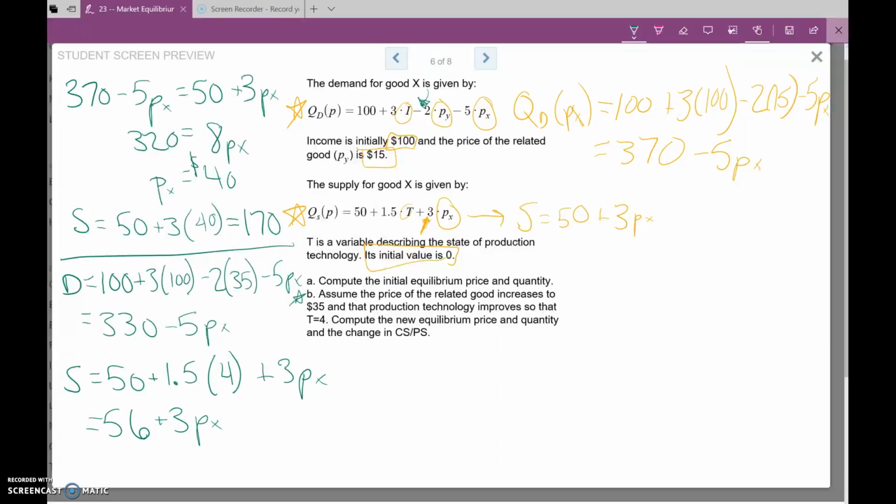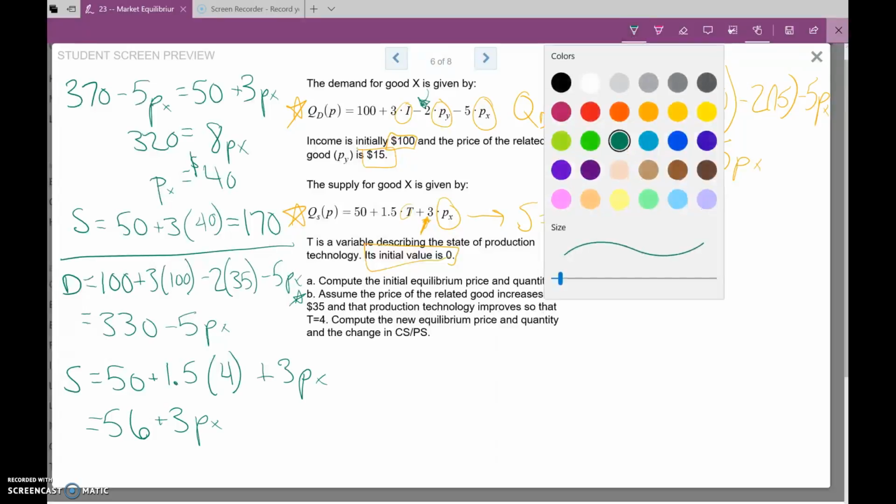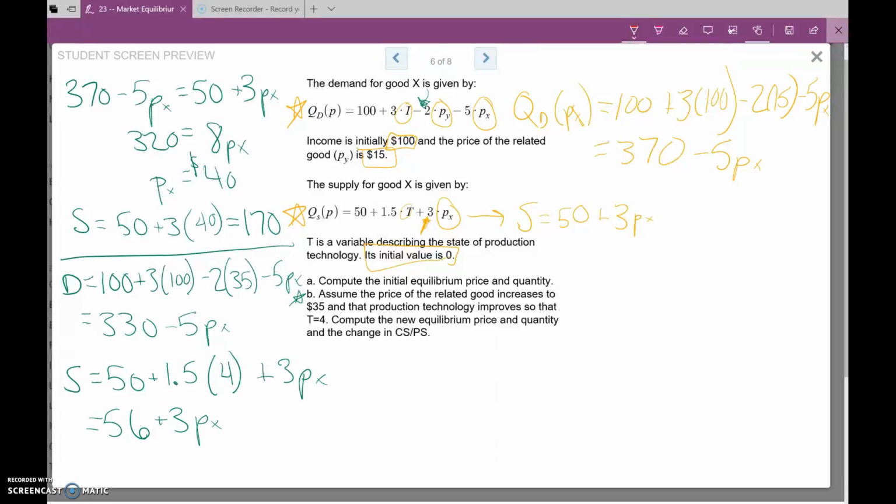And to solve for equilibrium, we're going to set the new supply curve equal to the new demand curve. So demand was 330 minus 5px. Oh, I'm running out of time. And we're going to set that equal to 56 plus 3px. Okay, so go ahead and put the answers in Poll Everywhere. I'm going to pause this and the right answer will appear in a second.